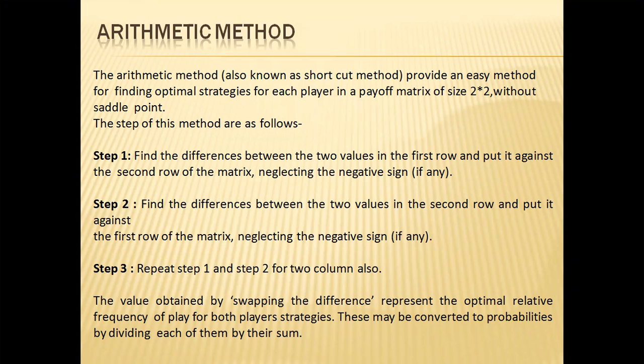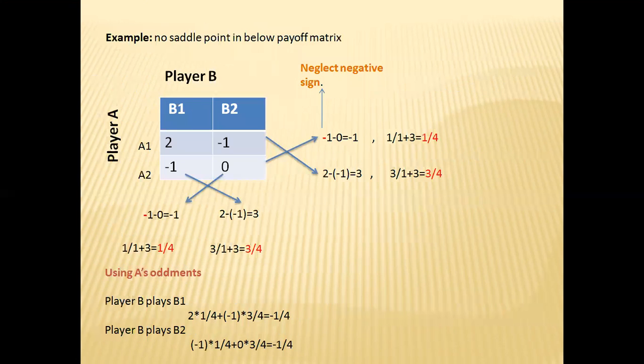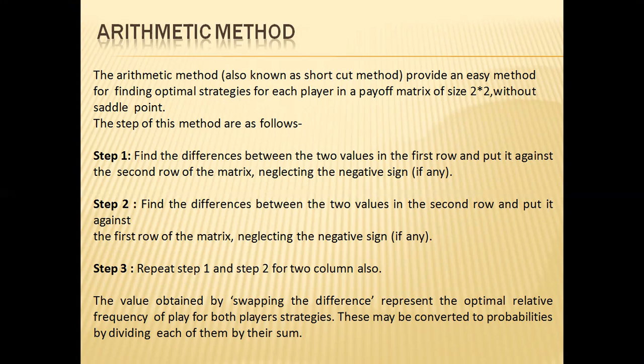Primarily, in step 1, find the difference between the two values in the first row and put it against the second row of the matrix, without any significance to the negative sign. Even if negative values are obtained, we just discard the sign. In step 2, find the difference between the two values in the second row and put it against the first row of the matrix, neglecting the negative signs if any. Simultaneously, repeat similar steps for the columns also.